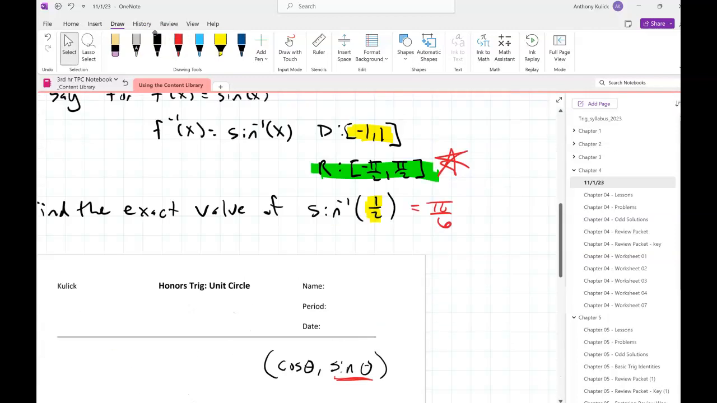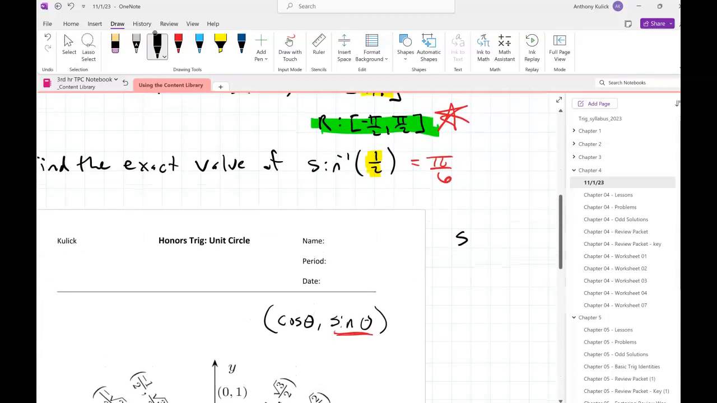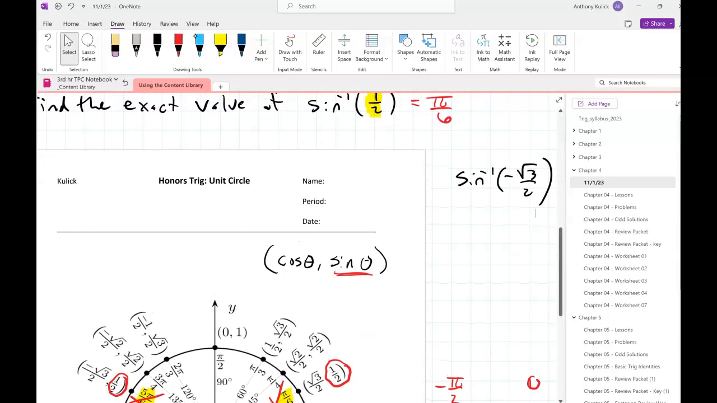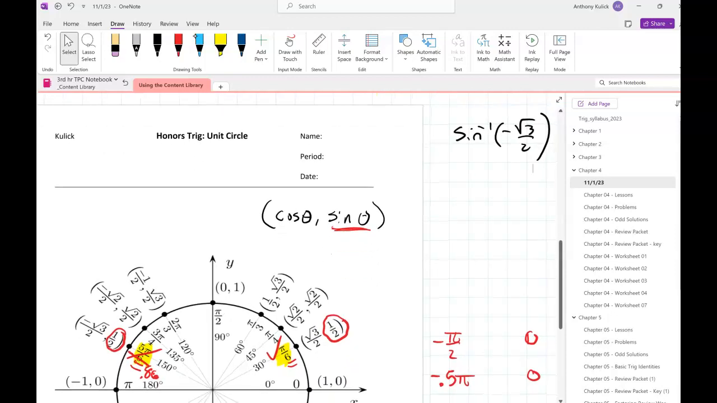What if we want to do, say, I'm just going to write it over here, sine inverse of negative root 3 over 2. So I'm going to write this stuff in blue now so that we can tell, without erasing the whole unit circle, you can tell it for a different problem. So what do we do? Find it.